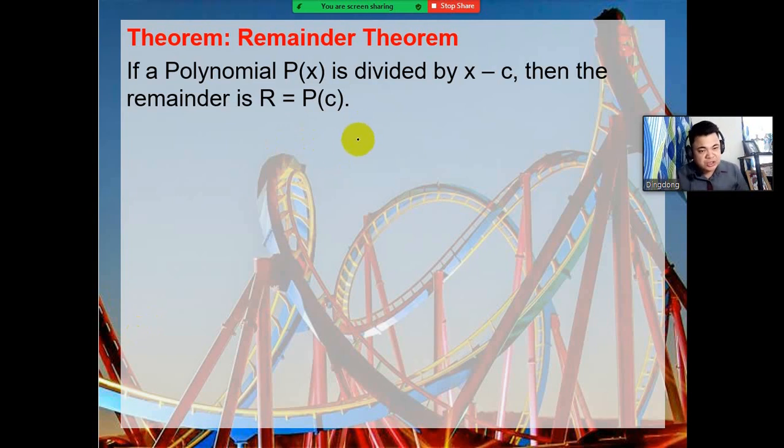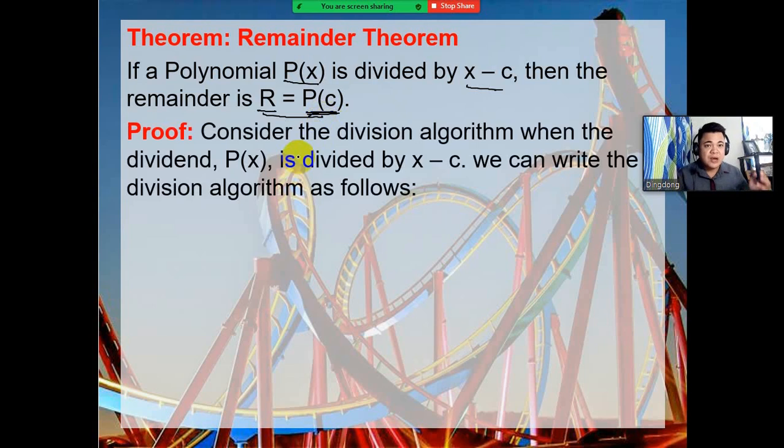This is now the conditional statement. If a polynomial p of x is divided by x minus c, then the remainder is r equal to p of c. So what we are proving here is that if r is equal to p of c, then the polynomial function of x is divided by x minus c. So when you divide p of x, or the dividend, by the divisor, you will get a remainder which is equal to p of c, or the polynomial function wherein c is substituted. Okay? So that's it. Now, when we say theorem, of course, we have to prove it.